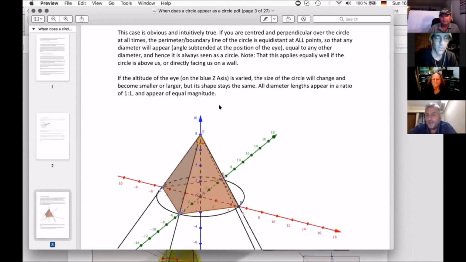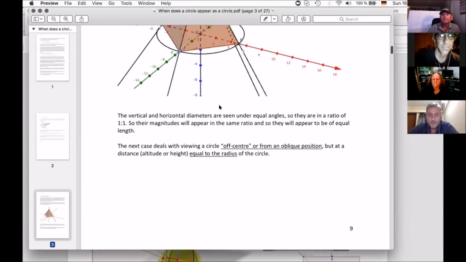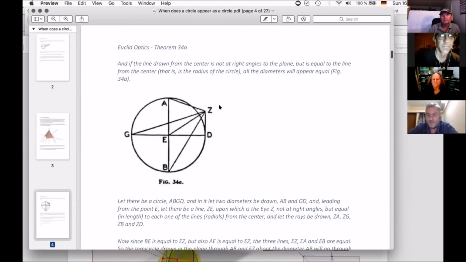So that one is very clear: if I am straight over the center of a circle, or maybe a circle's drawn on a wall and my eye is directly opposite the center, then I can move back or move forward and it's always going to look like a circle to me. Agreed? Yep.